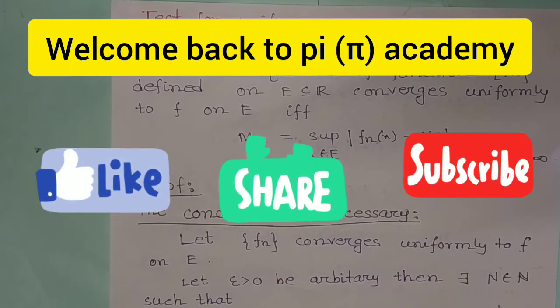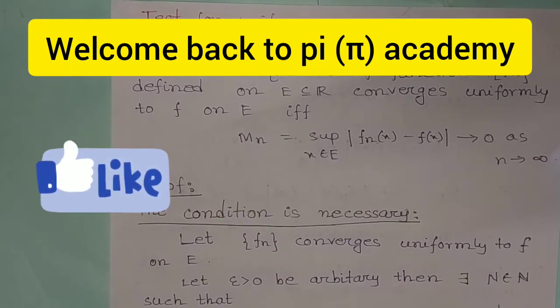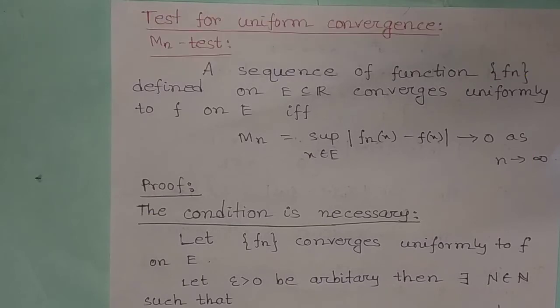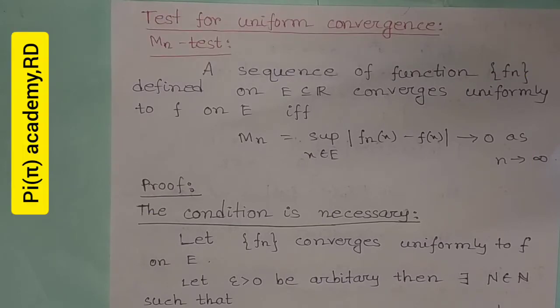This is the second video on sequence of functions. In the last video I told you about when a sequence of functions is said to be pointwise convergent and uniformly convergent, and also the Cauchy criterion for uniform convergence. But in this video we learn about the Mn test for uniform convergence, and this test is very important to solve any problems related to sequences of functions.